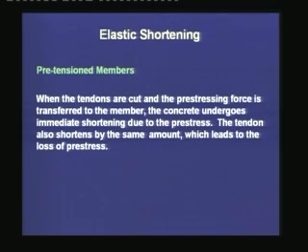Now, in pretension members, when the tendons are cut and the prestressing force is transferred to the member, the concrete undergoes immediate shortening due to the prestressing force. The tendons also shorten by the same amount, which leads to the loss of prestress. The elastic shortening is more of a concern in a pretensioned member.